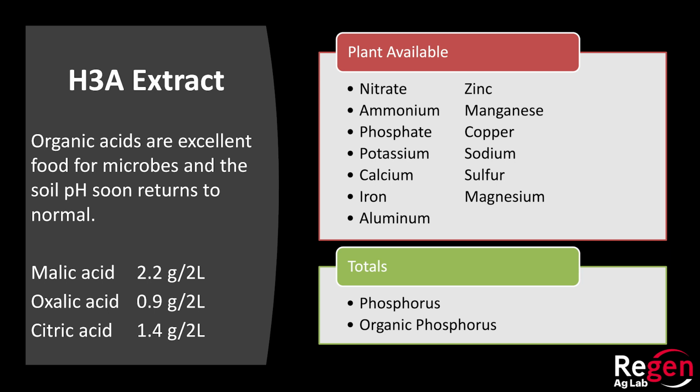So on this extract, we want to measure what we think the plant sees because we're mimicking that extract. So we see nitrate and ammonium and phosphate. We've got potassium, calcium, iron, aluminum, zinc, manganese, copper. I mean, there's a lot of things there. But we're trying to evaluate all of that fertility based on this. Now, the two different ones that you see up here are phosphorus and organic phosphorus.